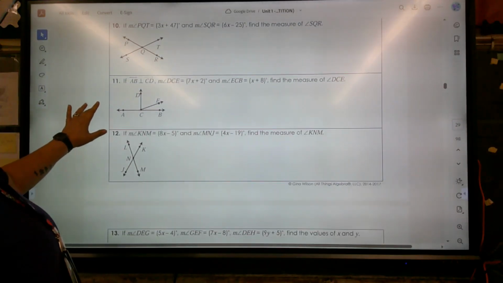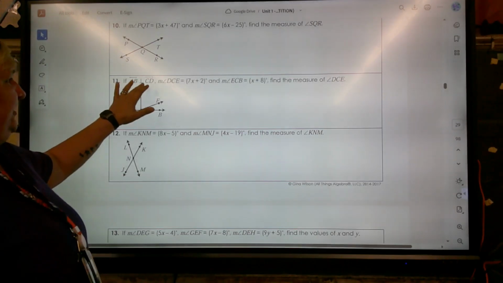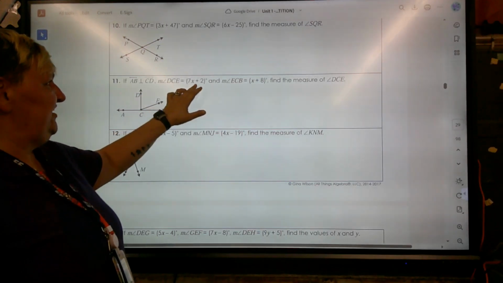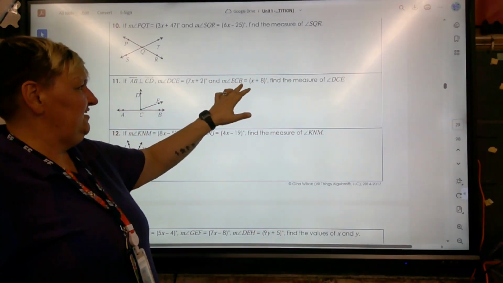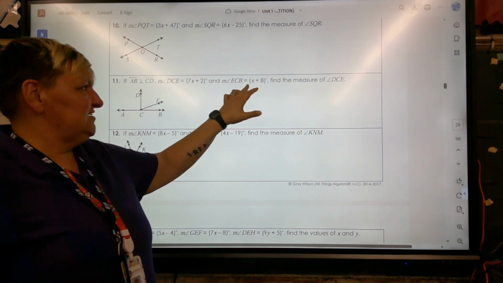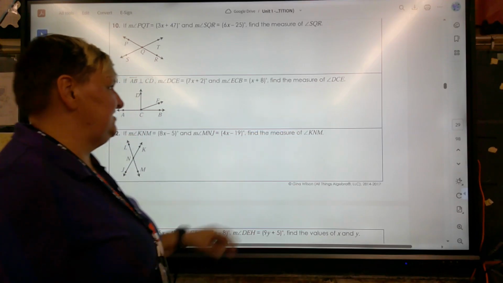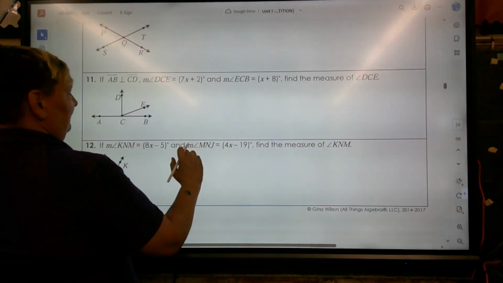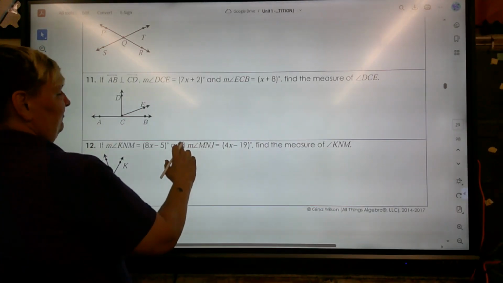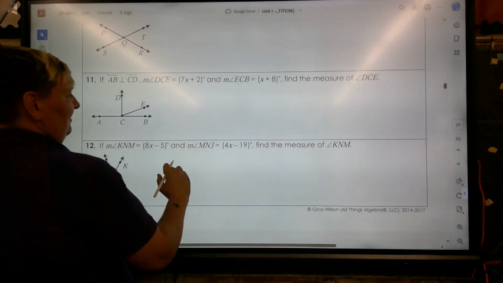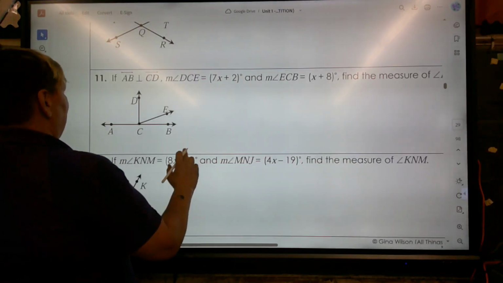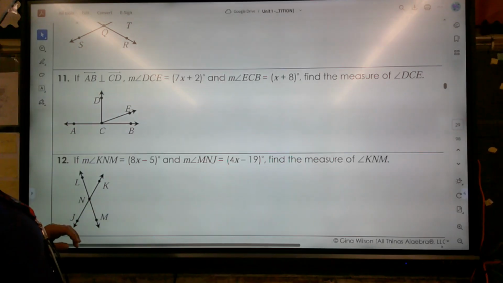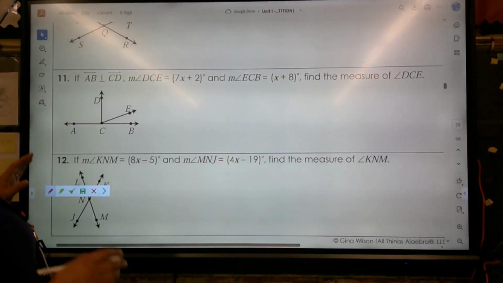All right, it says, if AB is perpendicular to CD, the measure of angle DCE is 7x plus 2, and the measure of ECB is x plus 8. Find the measure of DCE. So what we're missing is the measure of DCE. Let's see if we can make it big enough to do it without making it disappear. All the directions are there.